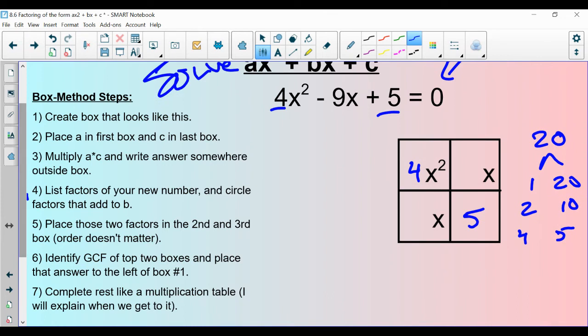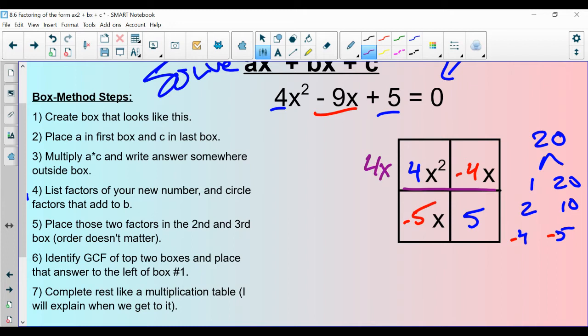Now, which of these factors could get you to the middle term, which is negative 9? 1 and 20 never could, 2 and 10 never could, but if the 4 and the 5 were both negative, then these get you to negative 9. The order in which I write these in box 2 and 3 does not matter. We'll put a negative 4x there and a negative 5x there. And now we identify the greatest common factor of the top 2 boxes. The greatest common factor of 4x squared and negative 4x would be 4x.